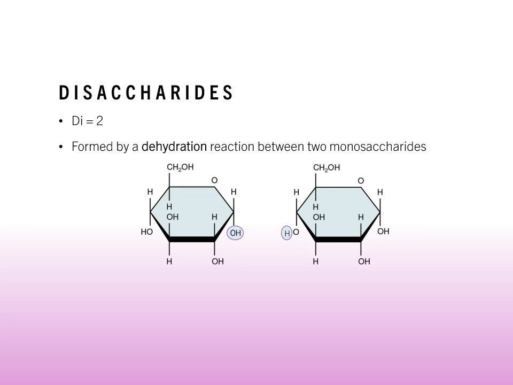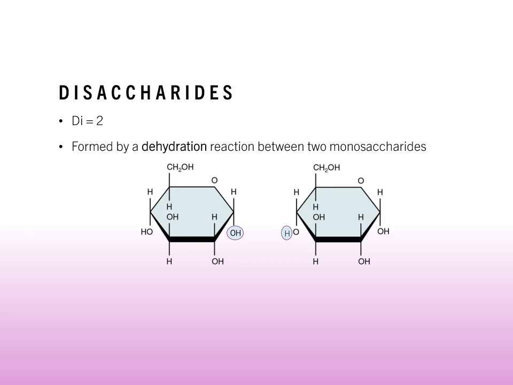Joining two monosaccharides together will produce a disaccharide. Prefix mono refers to one, so in this case one sugar, while the prefix di refers to two, so two sugars joined together. This is going to happen through a dehydration reaction. And if you haven't watched it yet, I recommend reviewing the videos on monomers and polymers before going too far into the different classes of macromolecules.